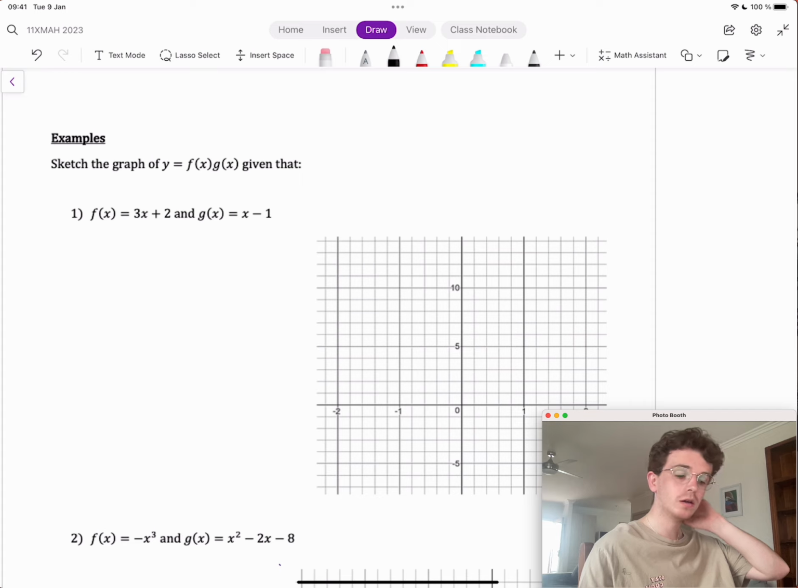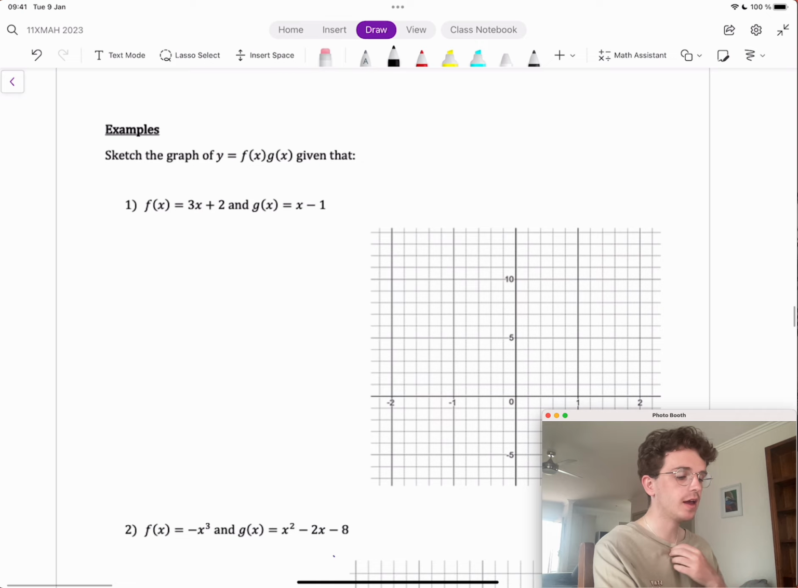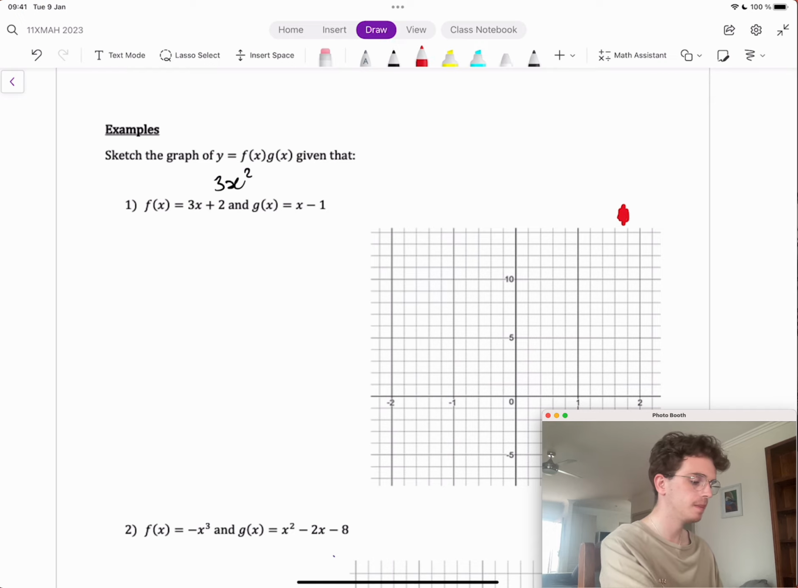Okay, so again, we're taking the product of these two functions. When we take the product, yes, we can do it algebraically, but it's good practice doing it graphically. We know that if we took the product of these two functions, then it's going to be a parabola, because it's going to have a leading term of 3x times x, so it's going to have a leading term of 3x squared. Now that's a positive parabola, so it's going to start up here and end over here.